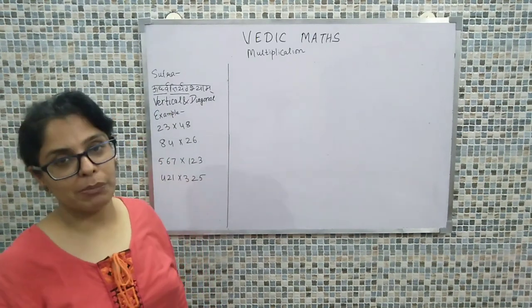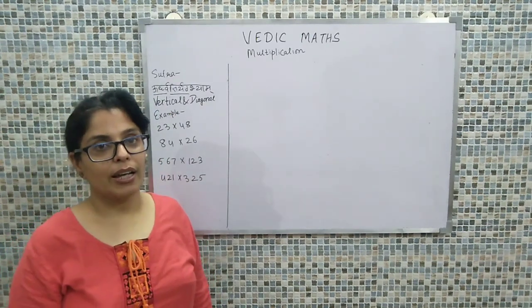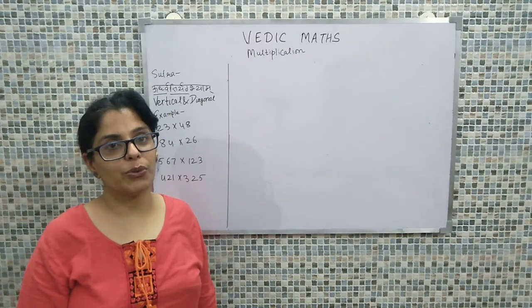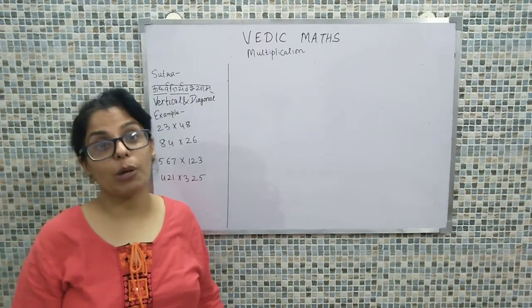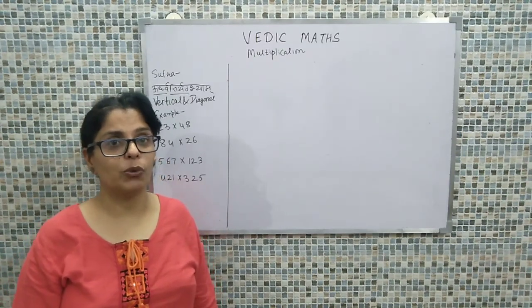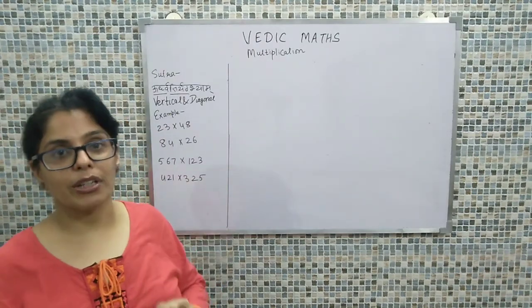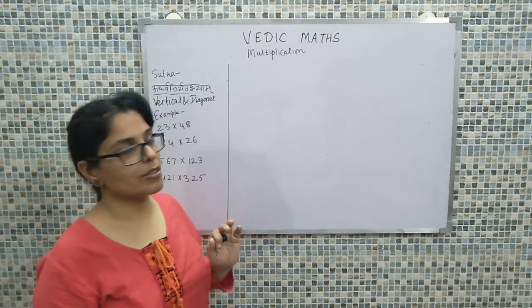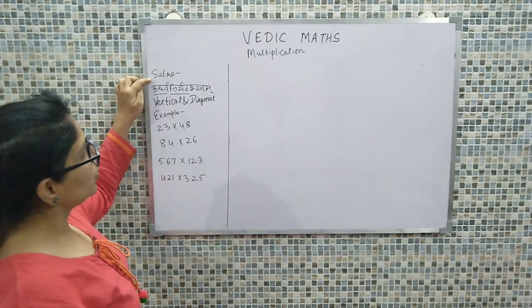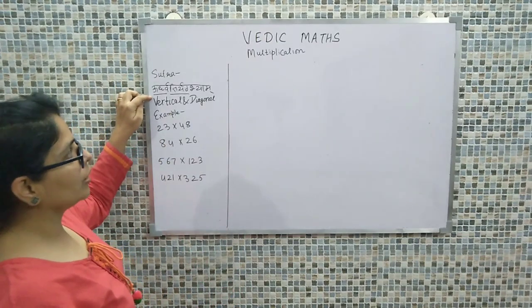We'll be talking about multiplication using Vedic maths. As you must have seen in my previous videos, there we were talking about multiplication above the base value, below base value, with 999, with 111. But this particular multiplication can be applied for all the cases. The sutra that we'll be using over here is Udharva Tiryak Bhyam.